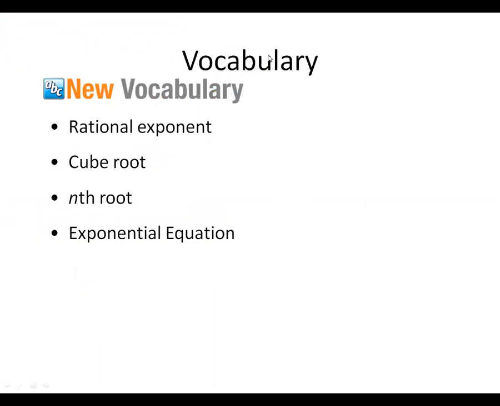Some new vocabulary we're going to encounter, of course, rational exponent, but also cube root, something called the nth root, and an exponential equation. It's important to protect your skin with sunscreen to prevent damage. The sun protection factor, SPF, of a sunscreen indicates how well it protects you. Sunscreen with an SPF of F absorbs about P% of the UVB rays, where P, the percent, is equal to 50 times the SPF, whatever it is, to the 0.2 power.